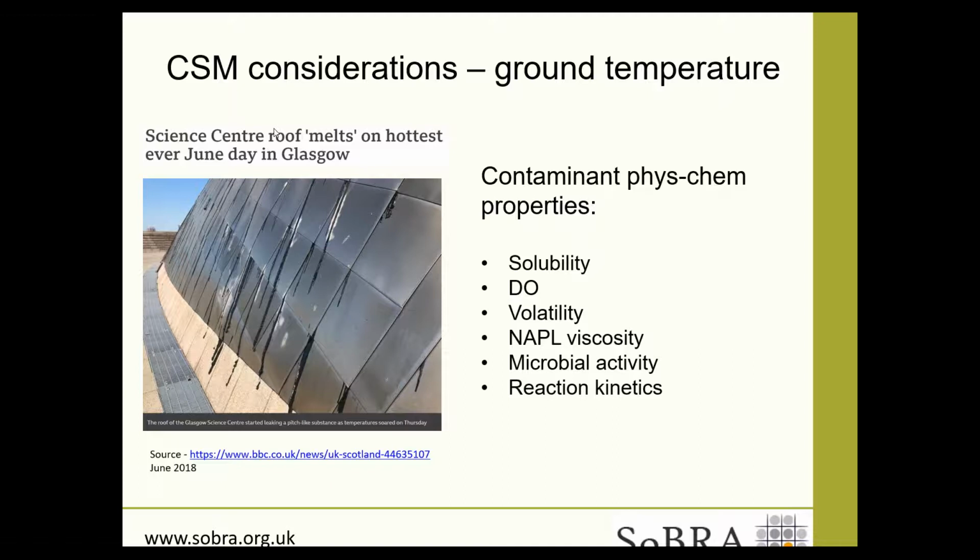So the photo I've put on this slide, I think, illustrates contaminant behaviour in response to extreme temperatures quite well. Probably most people in Glasgow will remember the day the roof on the Science Centre started to melt, with a pitch-like substance starting to leak from it. This is in June 2018, where temperatures soared to 32 degrees C. So it is an extreme version of what might happen in the subsurface, but I think it provides a good visual indicator.